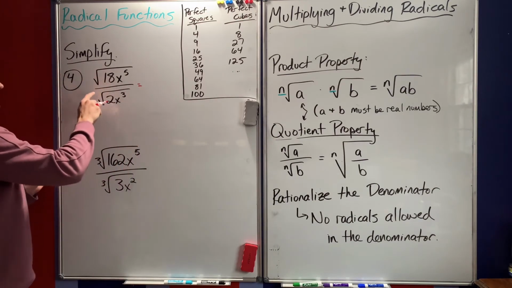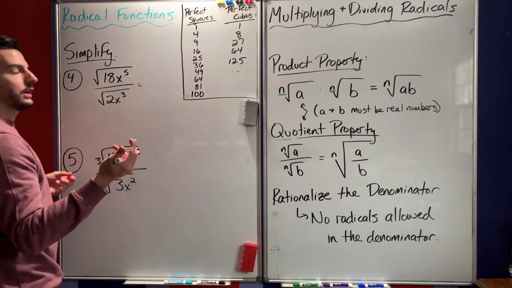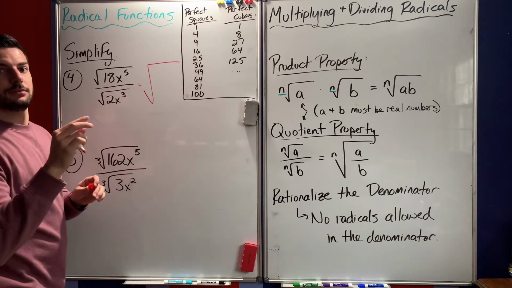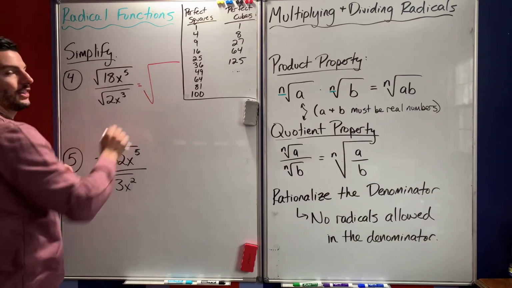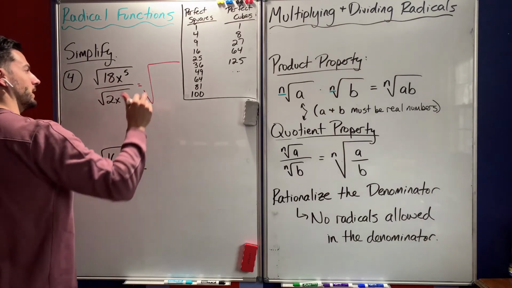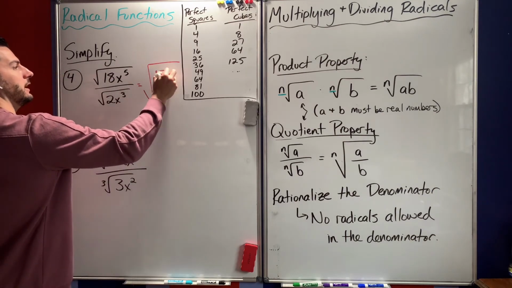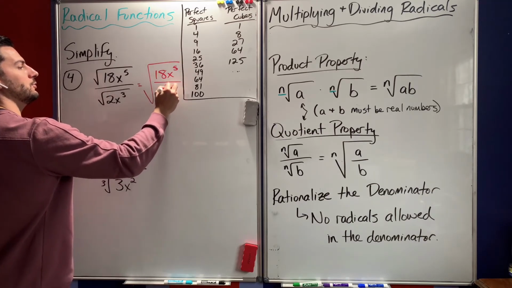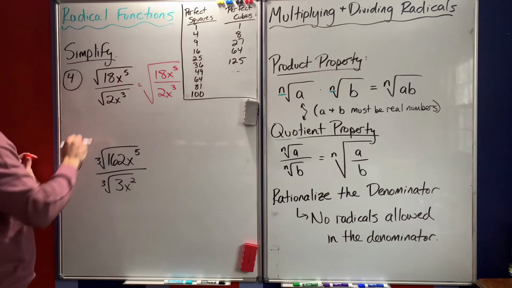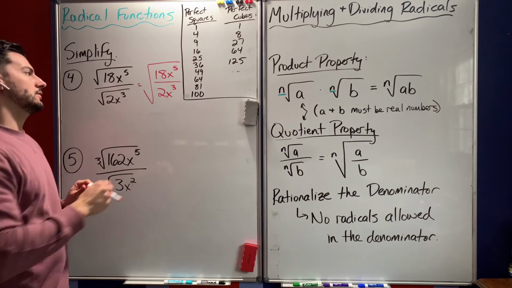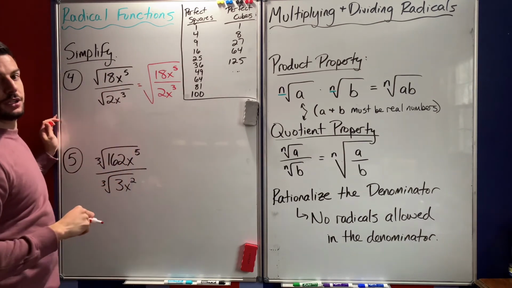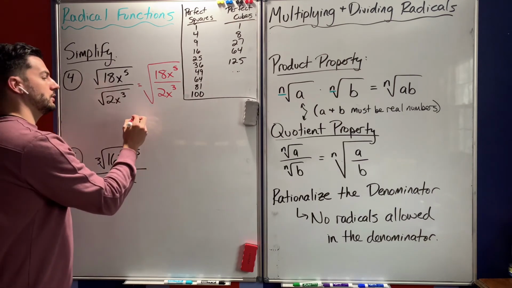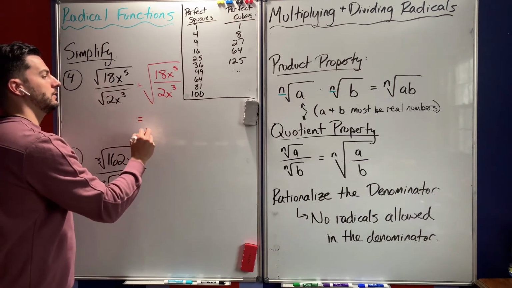Again, you just have to make sure that the indexes are the same, which they are here, and then you could turn it into a big fraction. And then simplifying the fraction once they're together makes it easier, okay? So 18x to the 5th over 2x cubed. I just take those radicands, those terms under the radical, and make it one big fraction radical. And now, look at that, I can simplify this.